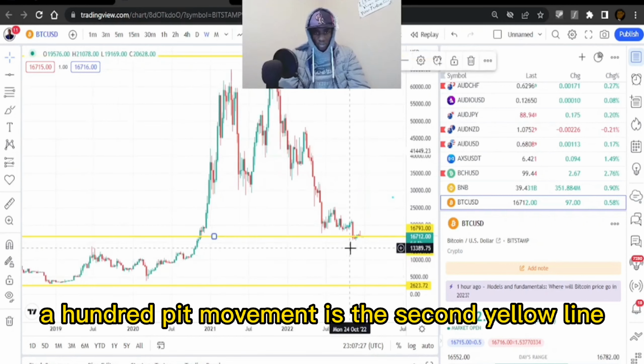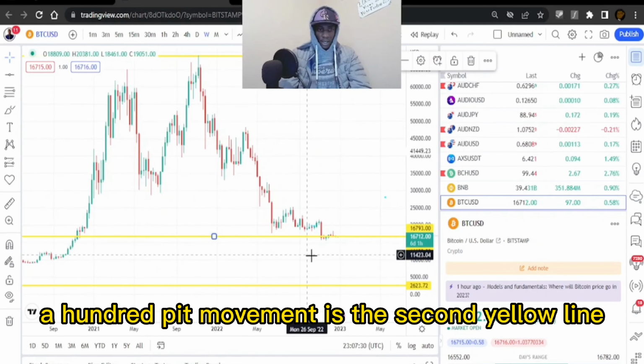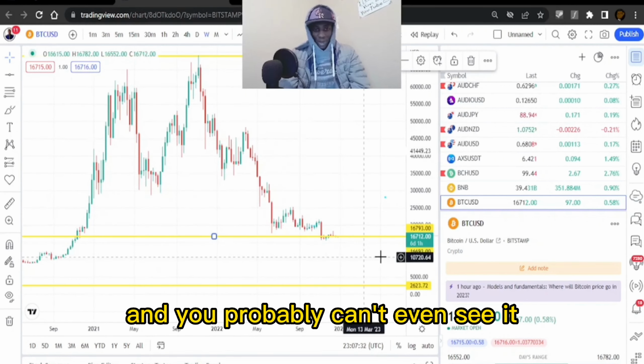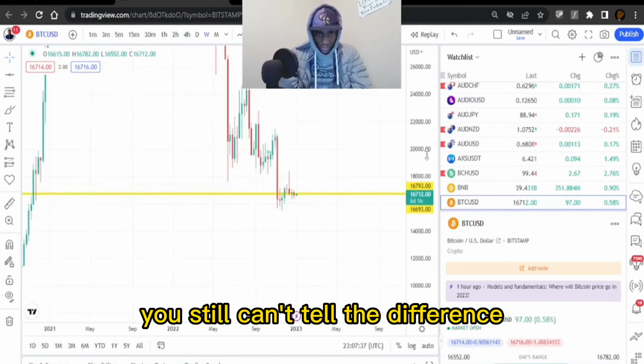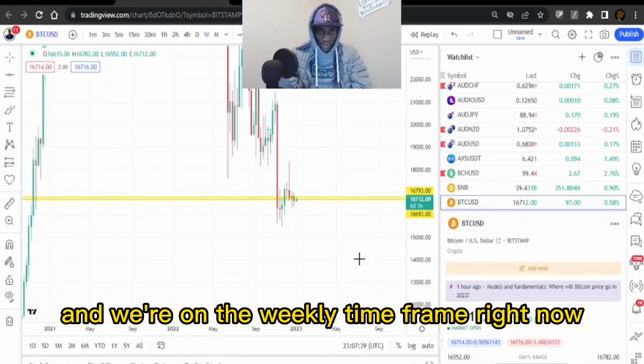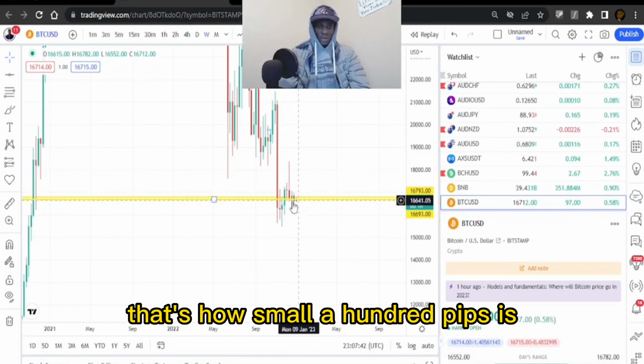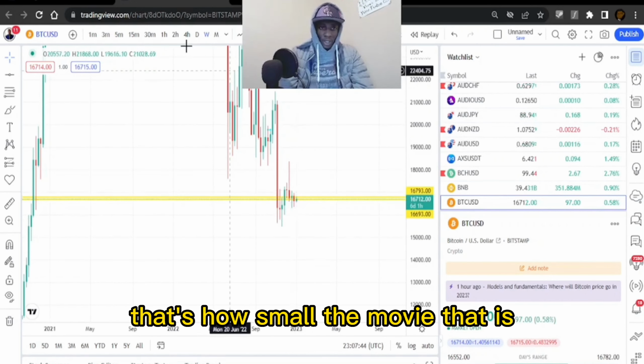And as you can see, 100 pip movement is the second yellow line. And you probably can't even see it. So I'm gonna zoom in. You still can't tell the difference. And we're on the weekly time frame right now. That's how small 100 pips is. That's how small the movement is.